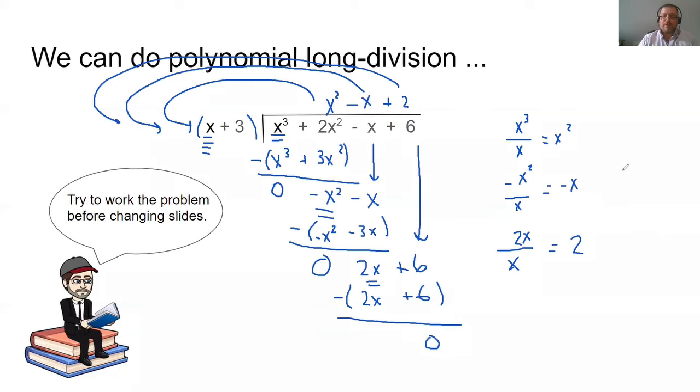So when this thing is all done, I have my dividend, x cubed plus 2x squared minus x plus 6. I have my divisor, x plus 3. I have my quotient, x squared minus x plus 2. And I have my remainder, 0.